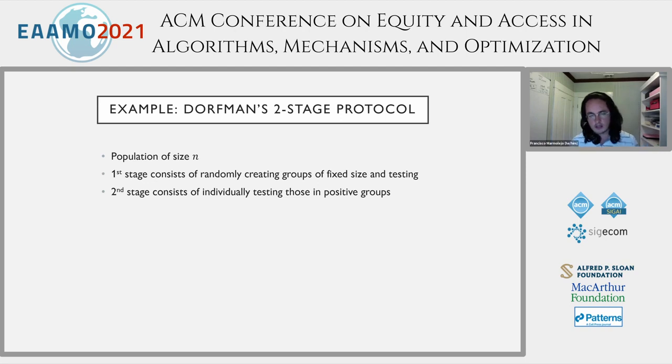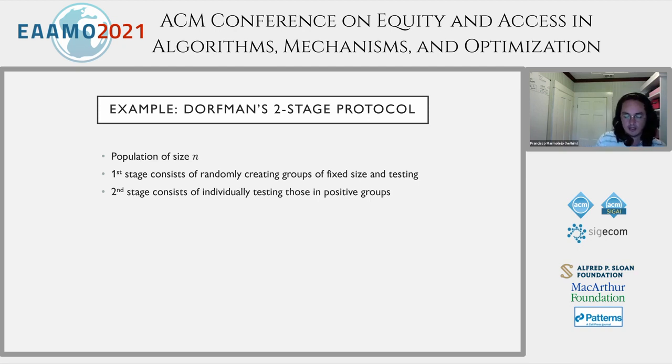Just as a quick example of the potential benefits of group testing, consider the first group testing strategy, Dorfman's, brought about in the 40s to combat syphilis. For this, we have a population of size N, and it's a very simple two-stage process. In the first stage, we randomly create groups of a fixed size and test them. In the second stage, we look at the groups that were positive and accordingly delve into those positive groups.